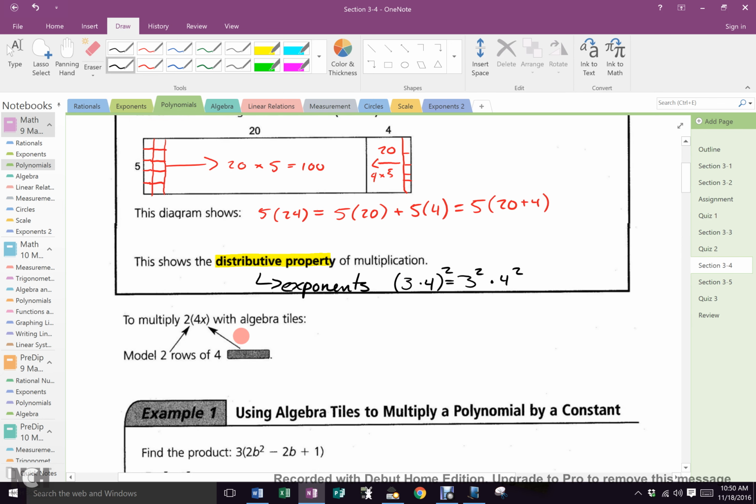So this is how we do it when we draw. I have 2 times 4x. The only difference now is there's an x, right? So how would I draw that? I've shown you how to draw it. This is supposed to be clear. Oops, too big. This is supposed to be unshaded. 2 times 4x. So what do I do to draw that? I draw 4x. How many times? Twice, because that's what this means.